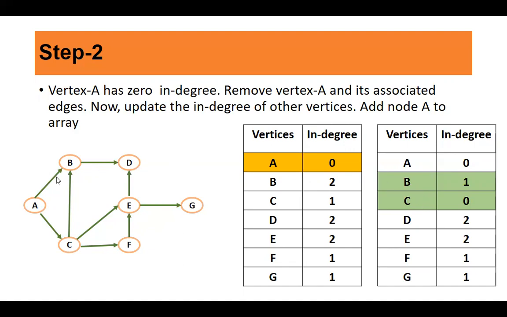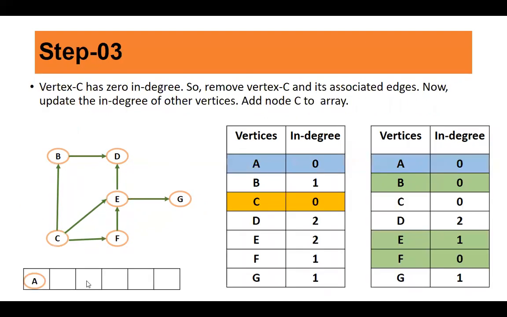Now, when you are removing the edge, what will happen? In degree of B now reduces by 1 and in degree of C also reduces by 1 because these edges are removed, when A is removed from the graph and added to the array. So in degree of B which was 2 now becomes 1. In degree of C which was 1 now becomes 0. Fine. And we add node A to the array. Fine. Node A is added to the array. Now this is the array which will give us the topological ordering of the vertices.